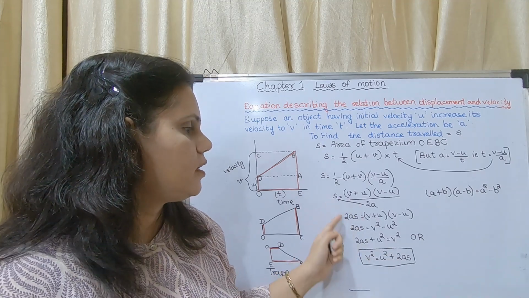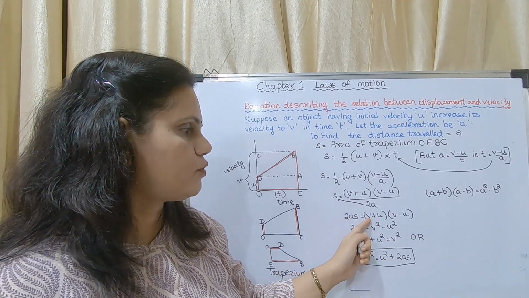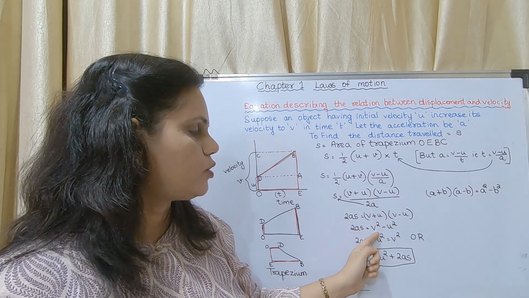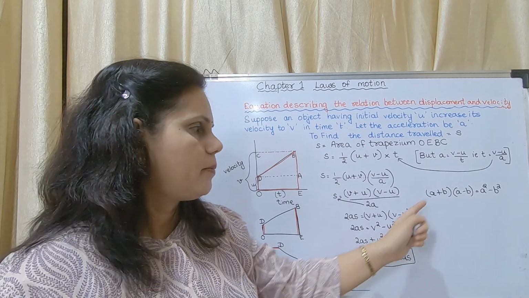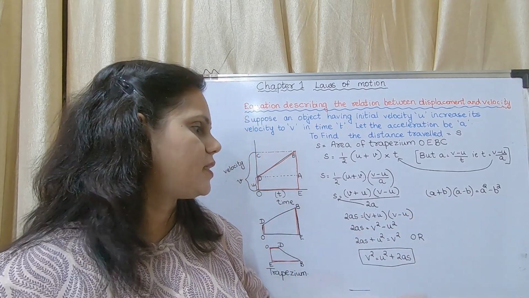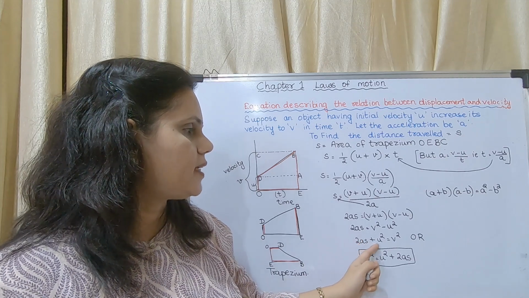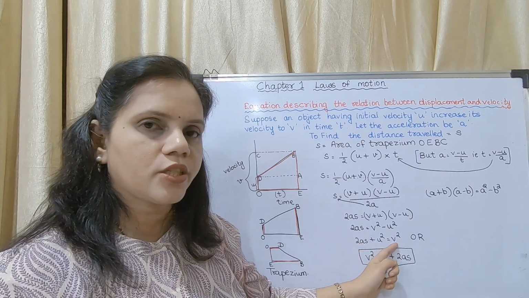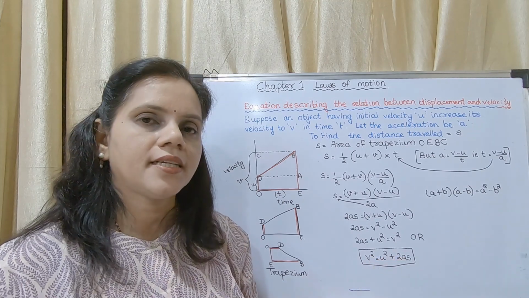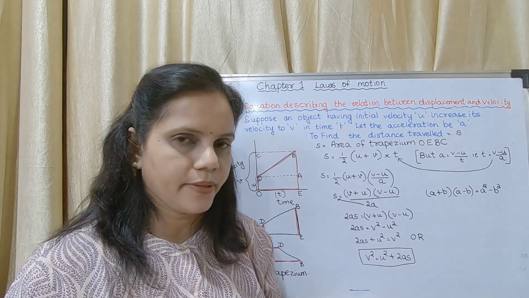Cross multiplying, you will get 2as is equal to v plus u into v minus u. 2as is equal to v square minus u square, because a plus b into a minus b is equal to a square minus b square. Then 2as plus u square is equal to v square, or v square is equal to u square plus 2as. That is the third equation.